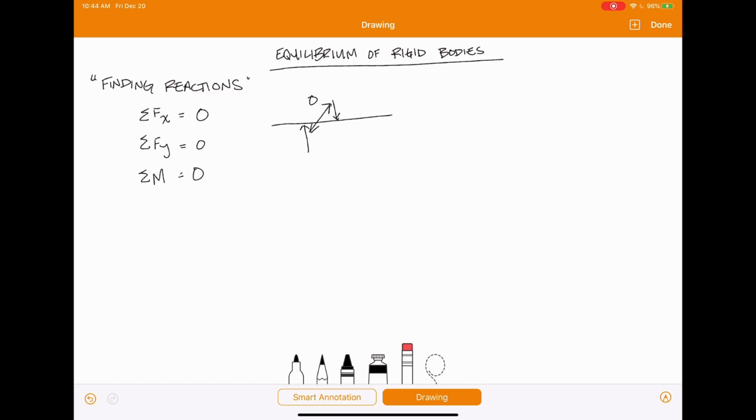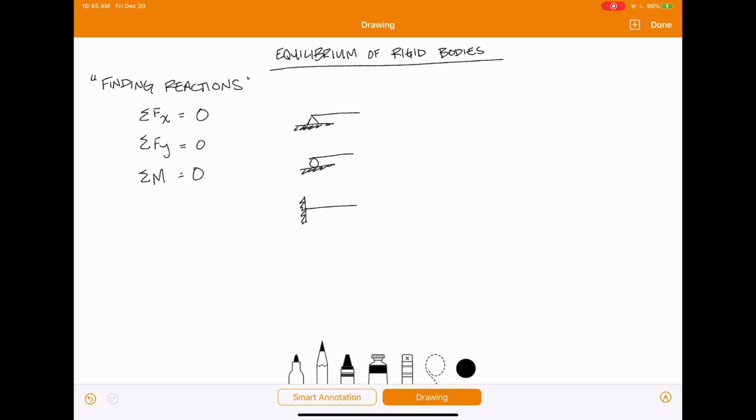So first, let's go ahead and look at different types of reactions that you might see on a beam. There's a pin, a roller, and a fixed connection. These are the three most common types of restraints that you will see as pertaining to beams.